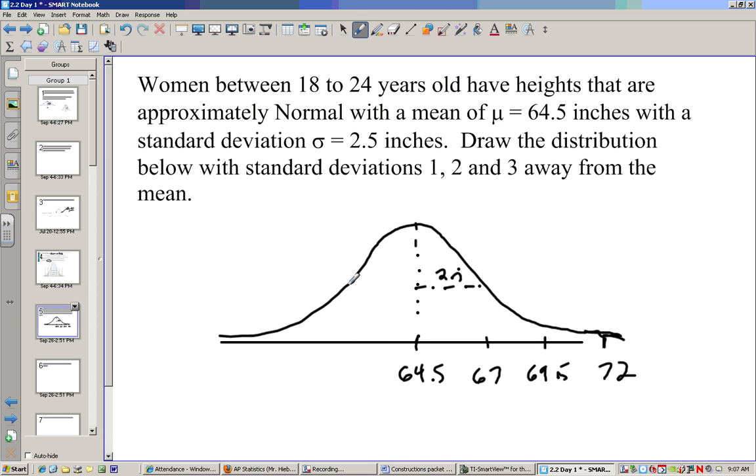Now when I go back, this right here is 62. Back that same distance, 59.5. Same distance back, and we get to 57. So that's 1, 2, and 3 standard deviations below the mean. You can see very little data exists down here.